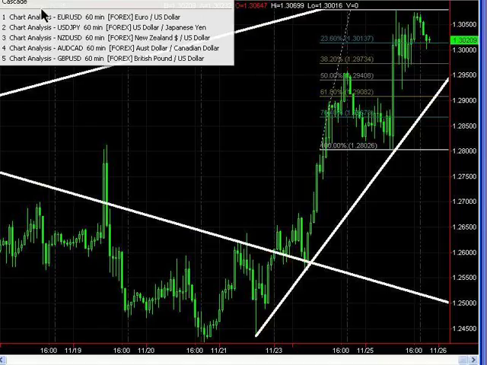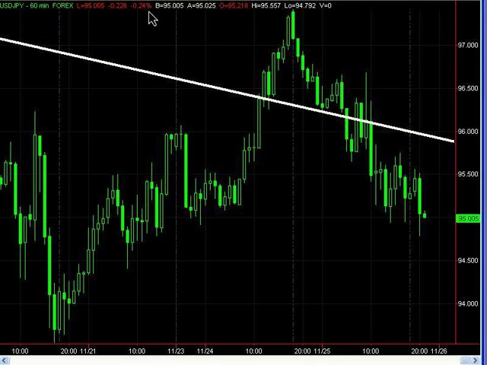Next chart is the dollar-yen, and this is the resistance line that I've been using. I mentioned yesterday that there was a breakout, and this is the pair that I was trading yesterday. I actually entered at about 96.25.